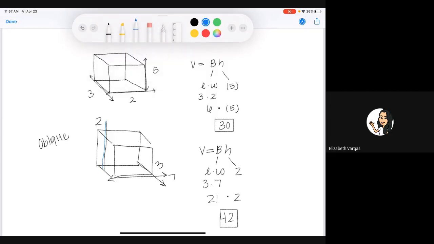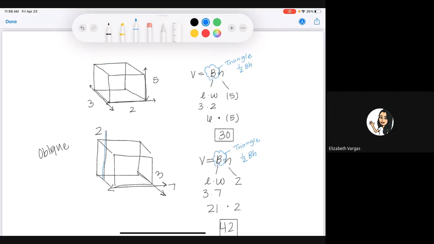If for some reason my base was a different figure, for example, a triangle, then I would use the area for a triangle equation. I wouldn't use length times width. Instead, I would use 1/2 base times height. Okay, so that is how we solve it.